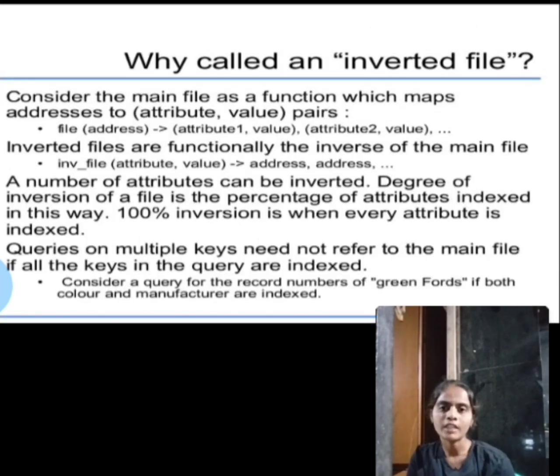Why is it called an inverted file? Consider that the main file has a function which maps addresses to file address, attribute 1 value, attribute 2 value. Inverted files are functionally the inverse of the main file: attribute value to address, and so on. A number of attributes can be inverted. The degree of inversion of the file is the percentage of attributes indexed in this way. 100% inversion is when every attribute is indexed.